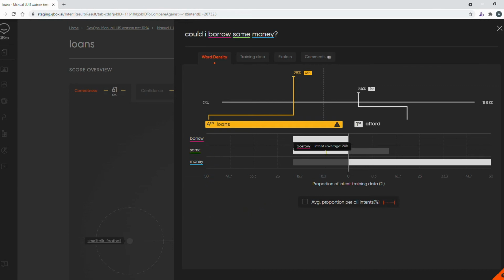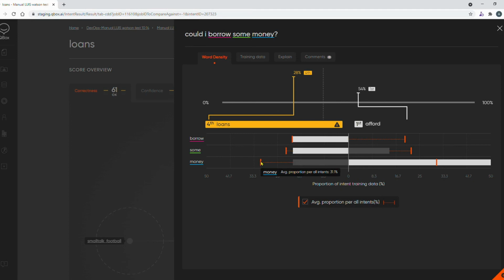Both borrow and some do have the highest proportion to my correct loans intent, with 20% coverage for each, but money, as mentioned before, has the highest proportion to the incorrect intent, with 50% compared to 20% with my loans. If I tick this box at the bottom, I can also see what the average proportion of representation is for each word across the whole of my model. So the word borrow is represented 20% across this model, some is 22.2%, and money is 31.1%.